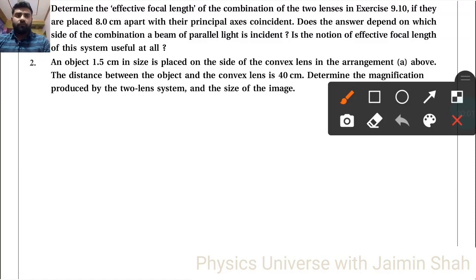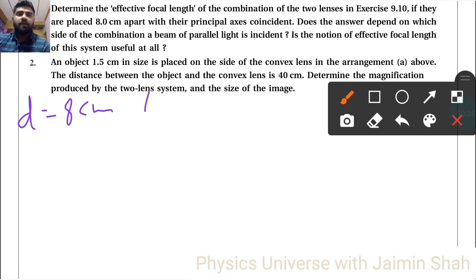Determine the effective focal length of the combination of the two lenses in exercise 9.10 if they are placed 8 cm apart. So d is equal to 8 cm, with their principal axes coincident. Does the answer depend on which side of the combination parallel light is incident? Is the notion of effective focal length of the system useful at all?